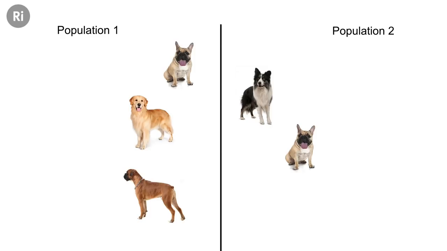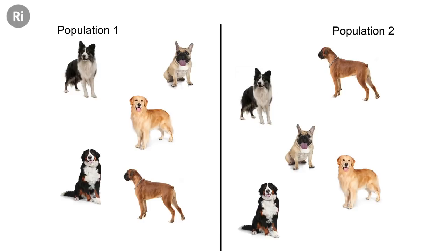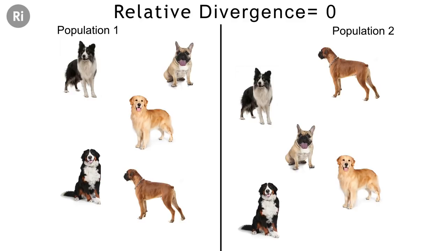So we keep sampling more dogs from each population, and we find, actually, the populations are the same. There isn't actually any difference between the populations, because the variation within the population is exactly the same as the variation between the populations. And we call this a relative divergence of zero. There is no divergence between the populations, because if I was to sample any two dogs from within the population, they're as likely to be different from each other as if I was to sample from one population and the other. So that's a relative divergence of zero.